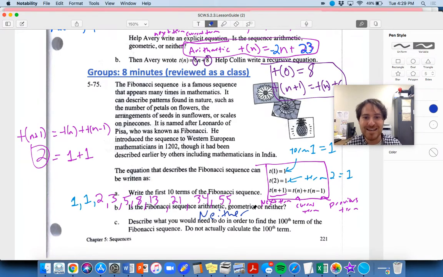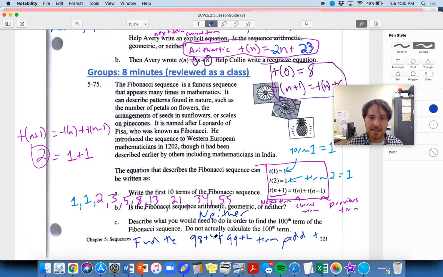Describe what you do in order to find the 100th term of the Fibonacci sequence. What you'd have to do is find the 98th and 99th terms first. The 99th is the current term, and you add the previous one to it, the 98th term. Add them together, and that's what tells you what the 100th term is. You don't need to actually find it, though.